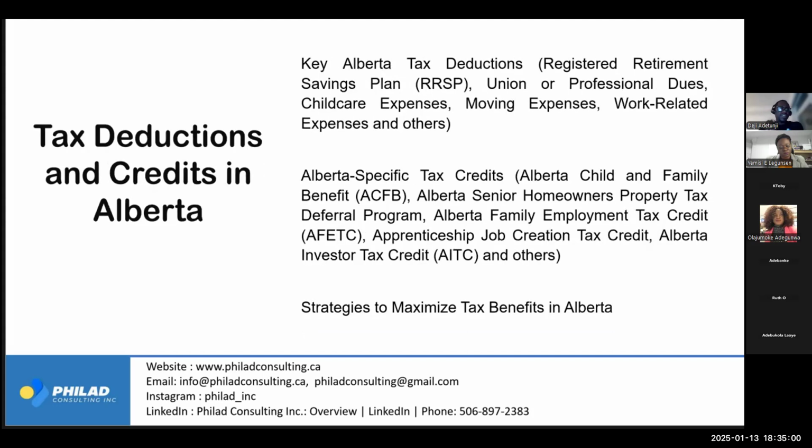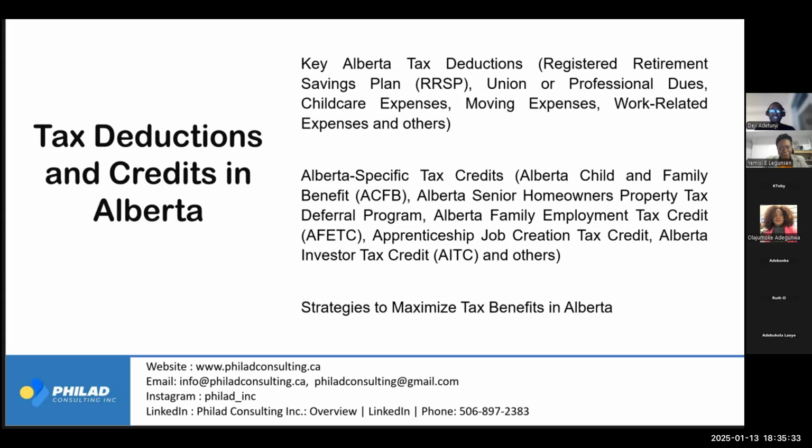Tax deductions and credits in Alberta. Strictly, not that different. Same thing, RRSP, union dues, moving expenses. But let's look at the specific tax credits in Alberta. We have the Alberta Child and Family Benefit that can be used. We have the Alberta Seniors Home Property Tax Deferral, which allows seniors to defer all or part of their residential property tax through a low interest loan backed by the provincial government. We have the Alberta Family Employment Tax Credit as well. So many of them.